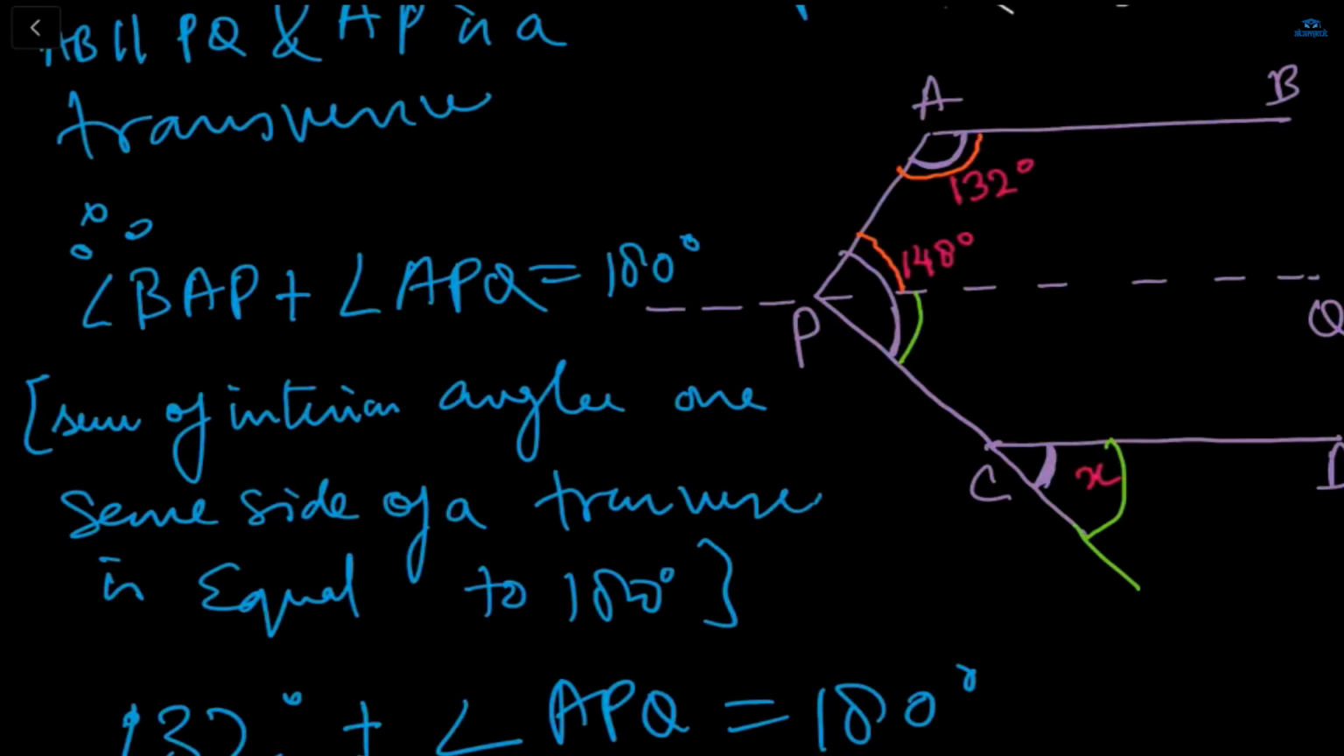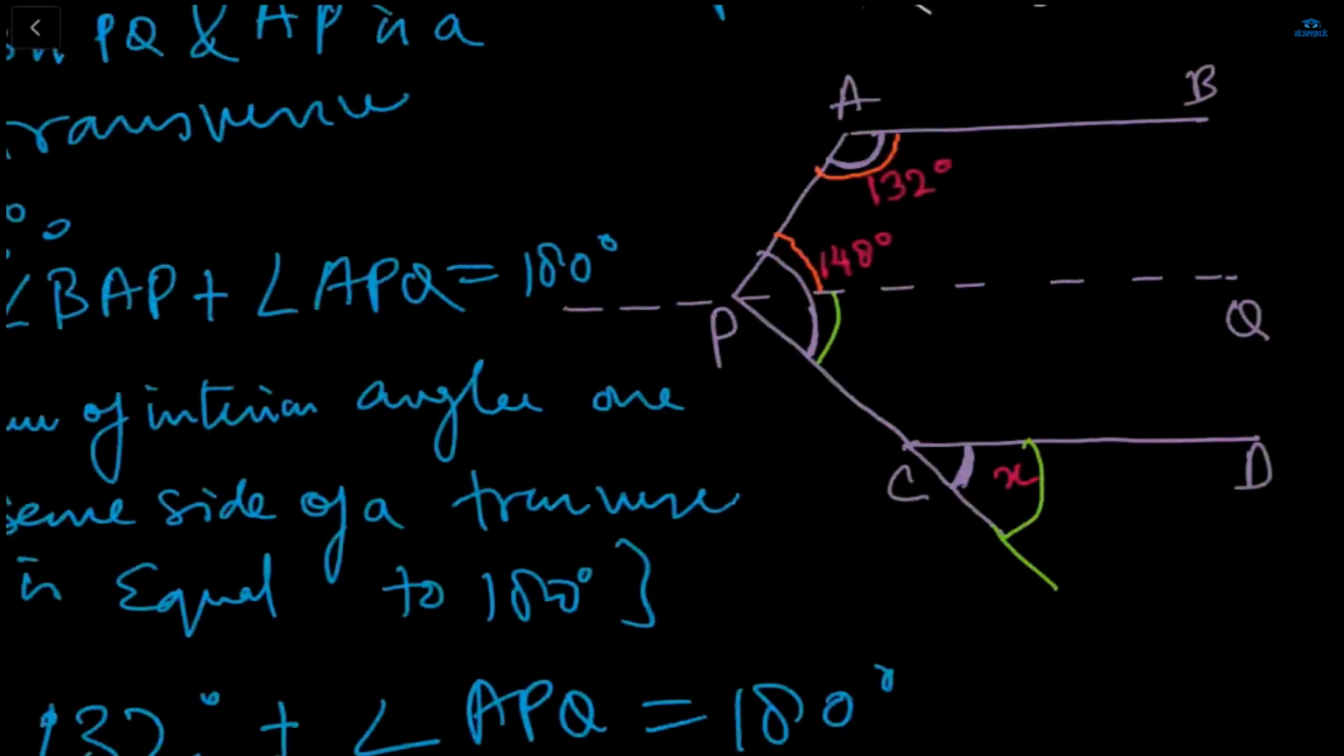See this angle, just tally your diagram. Angle BAP. Which is angle BAP? 132 degrees. This angle, this yellow color I'm marking. This one is 132. This angle will be equal to this angle or not? Yes, ma'am. No, not equal.